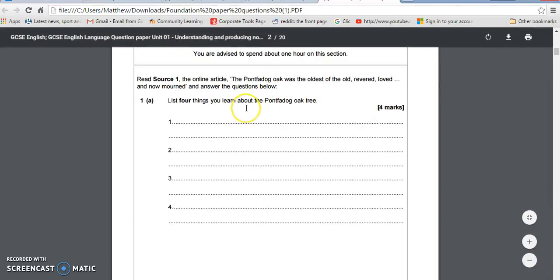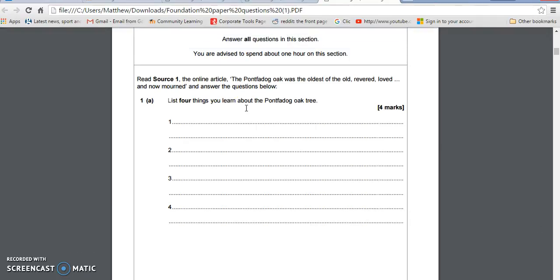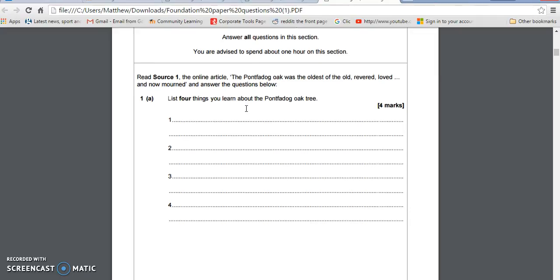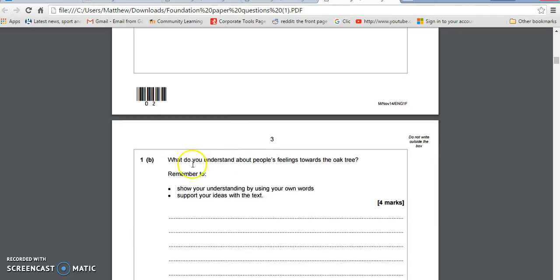There are 2 reasons for this. Firstly, when you are reading, you will have an idea of what you are looking for. Now we've read the question, instead of reading the source completely on its own without context, we know that we're looking for things that we learn about the oak tree. We also know that we are looking for evidence of people's feelings towards the oak tree, because we've actually gone on to read question 1B as well.